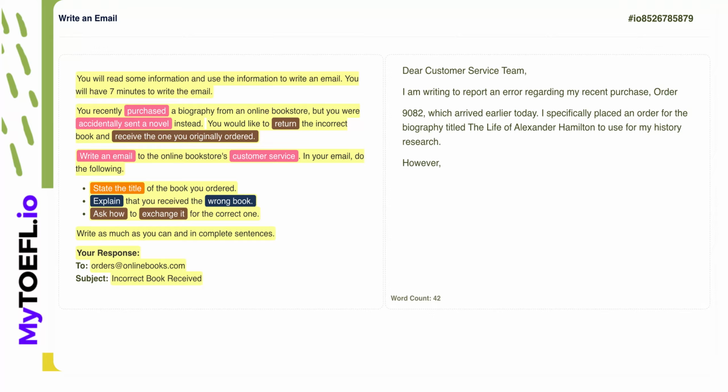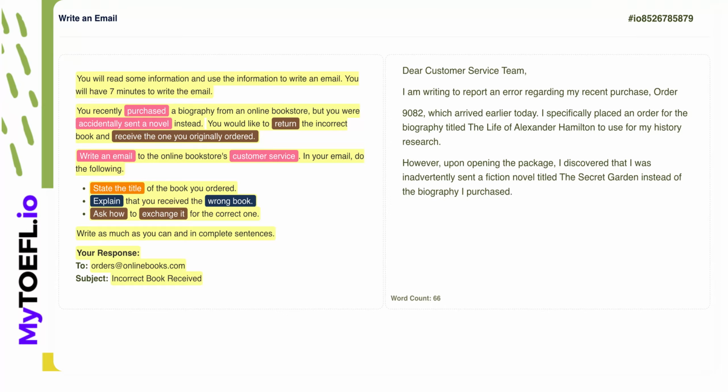However, to signal a contrast with the previous sentence, we set the scene with, upon opening the package, I discovered, and then we clearly state the problem, that I was inadvertently sent a fiction novel titled The Secret Garden, providing the name of the wrong book. Finally, we directly compare it to our original order by saying, instead of the biography I purchased. This makes the mistake crystal clear.